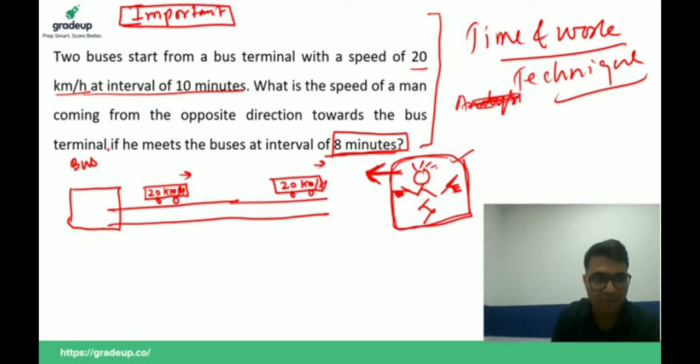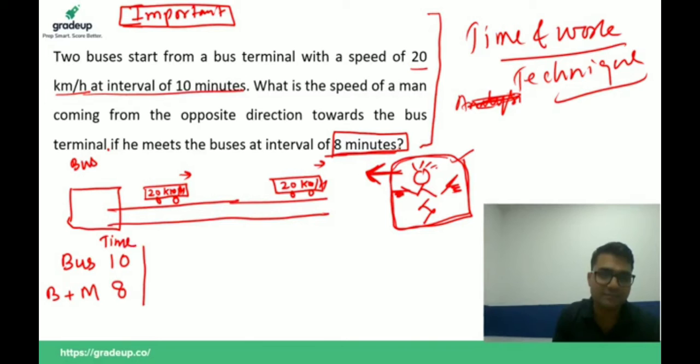That means if only the bus is going, then it will take 10 minutes. If the bus and man both are running, then they will meet after 8 minutes. This is the time. Now I will take the LCM of this. Let this be the distance, and as you all know, distance upon time is speed. This is 4, this is 5.